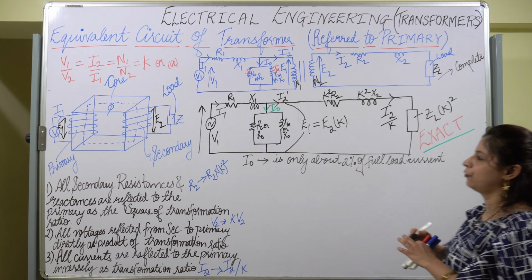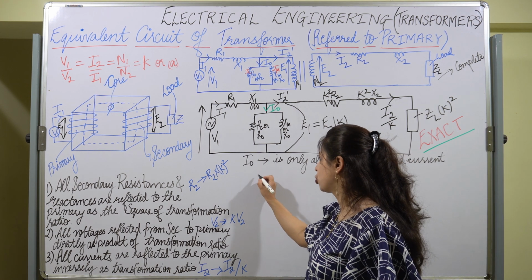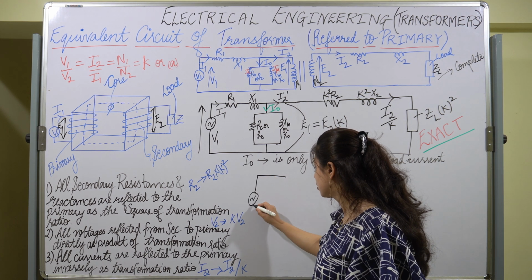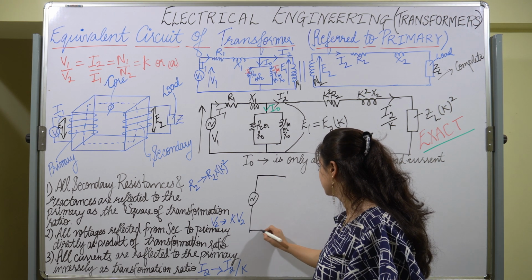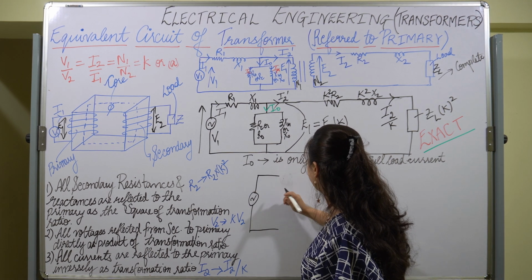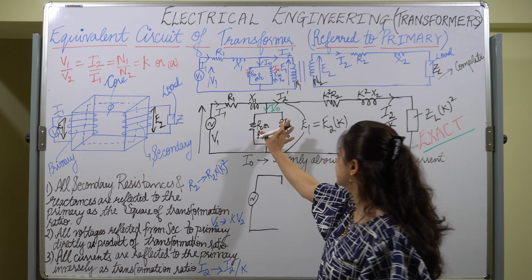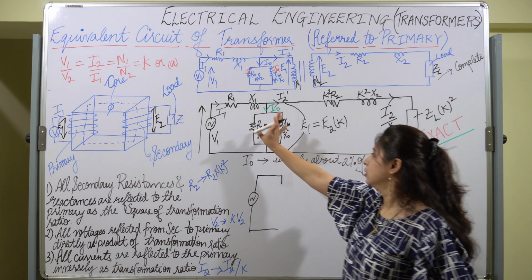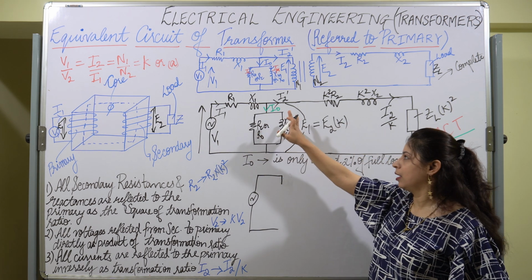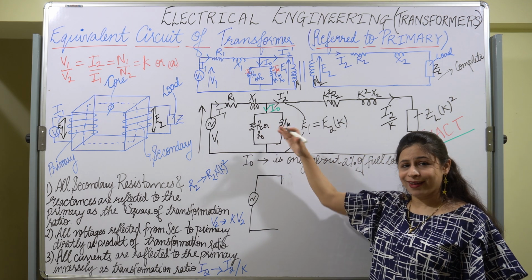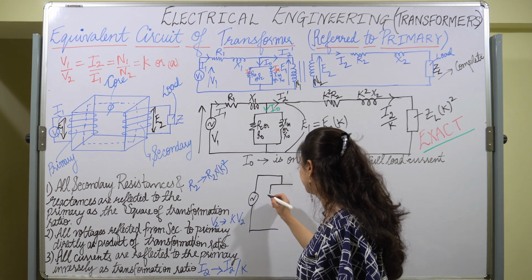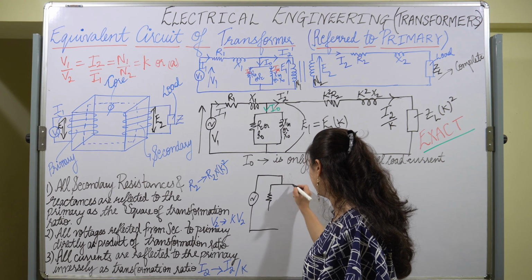So let us draw the equivalent circuit in such manner also. This is the voltage source. First we have to draw this. This is known as the shunt component, having the shunt resistance and reactance in parallel to each other. That is the shunt component part.